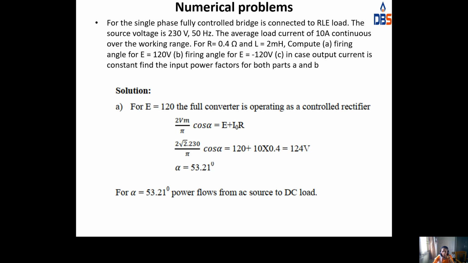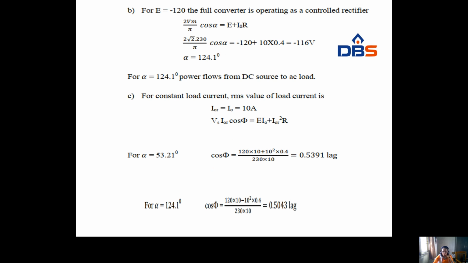And next condition, minus 120 volts, full wave converter operating in control mode. So same equation, 2Vm by pi cos alpha equals E plus I0 R. By substituting the above values, same as in the condition minus 120: 2 root 2 into 230 by pi cos alpha equals minus 120 plus 10 into 0.4. By simplifying this, we get alpha equal to 124.1 degrees.